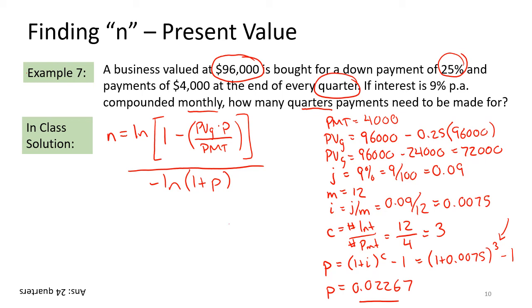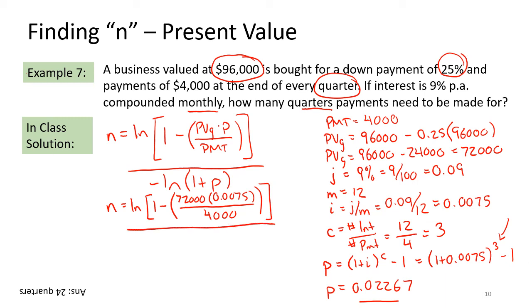So substituting all of these values in, n is equal to the ln of 1 minus your present value, 72,000, times your equivalent interest rate, 0.0075, divided by your payments, which is 4,000, end bracket, divided by the negative ln of 1 plus 0.0075.